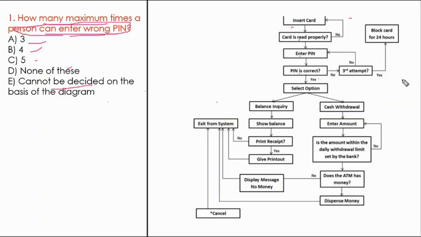So after the third attempt, the card will get blocked, right? For a period of three times he can enter the wrong PIN. After entering the wrong PIN a third time, the card will get blocked. This is how you need to answer this question.